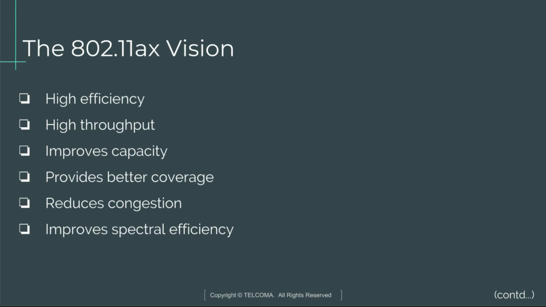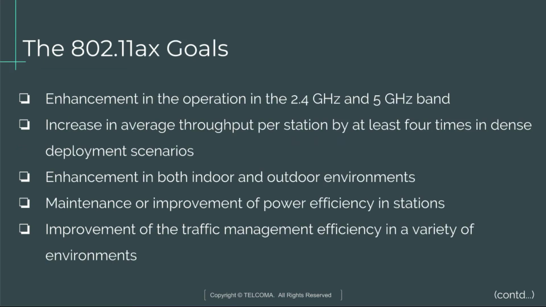Next is the 802.11ax vision: high efficiency, high throughput, improved capacity, better coverage, reduced congestion, improved spectral efficiency. So these are the visions of 802.11ax. The 802.11ax goals: enhancement in the operation in the 2.4 GHz and 5 GHz bands, an increase in average throughput per station by at least 4 times in dense deployment scenarios, enhancement in both indoor and outdoor environments, maintenance or improvement of power efficiency in stations, and improvement of the traffic management efficiency in a variety of environments.